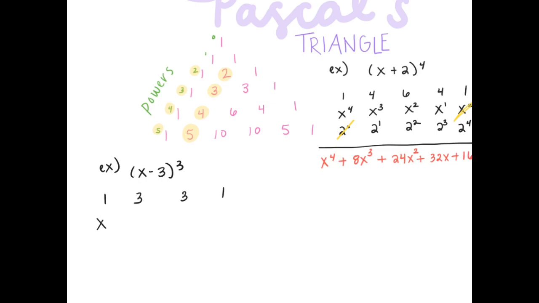Then I'm going to consider the first part of my binomial, which is x, and do my exponents in descending order, starting with the one given in the problem. So 3, 2, 1, 0. Then I'm going to do the same thing with 3, starting from the back. 3 cubed, 3 squared, 3 to the first, 3 to the 0 power.